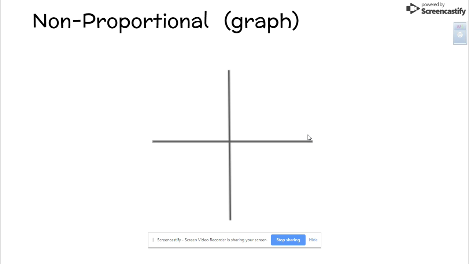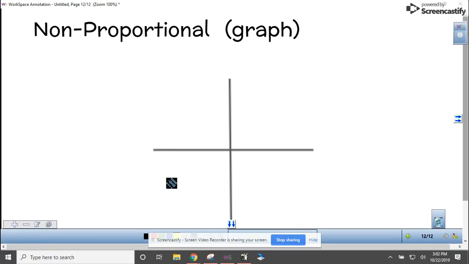Okay, so an example of a graph that is non-proportional would be like this. This goes through another point that is not the origin. This is the y-intercept right here. It's not going through 0, 0, so it is not proportional.